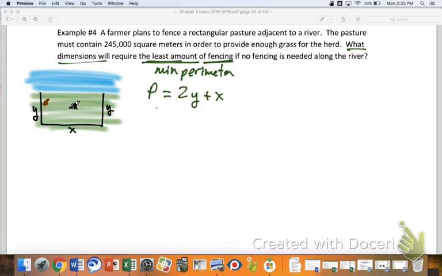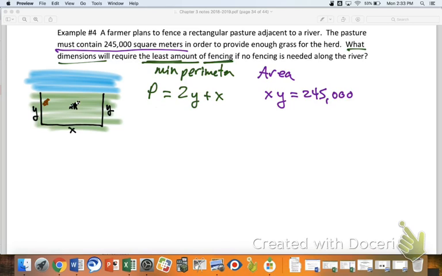What is the other piece of information in here that's going to be useful that we haven't used yet? X times Y equals 245,000. That is well said. We need to use the concept of area to help us, and we are told that the area has to be 245,000 square meters.